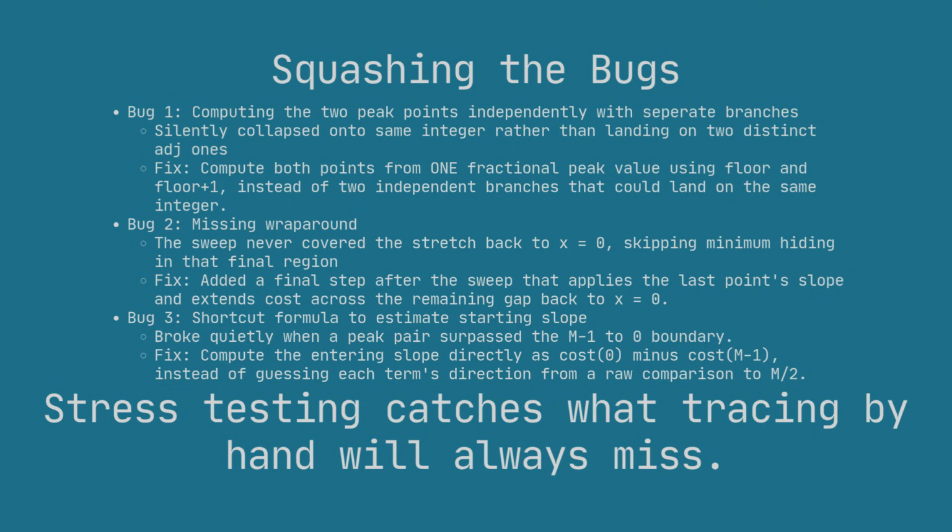Finally, I used the shortcut formula to estimate the starting point, which broke quietly when a peak pair surpassed the m-1 0 boundary. So the fix was to compute the entering slope directly as cost 0 minus cost m-1 instead of guessing each term's direction from a raw comparison to m over 2. So this all was caught because I stress tested my code.